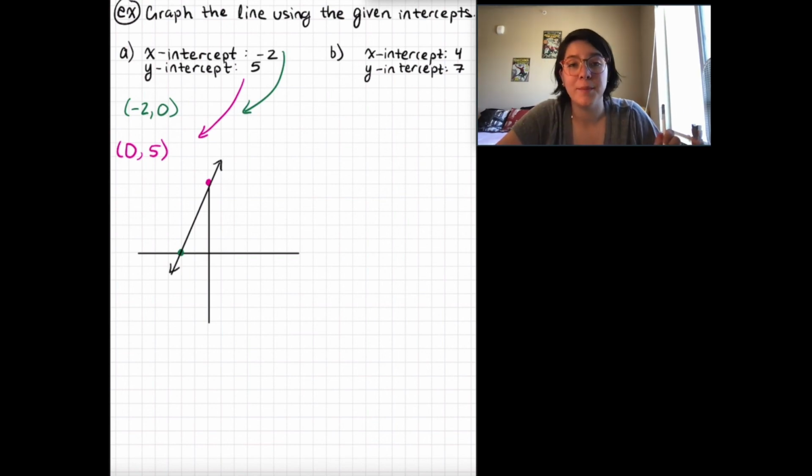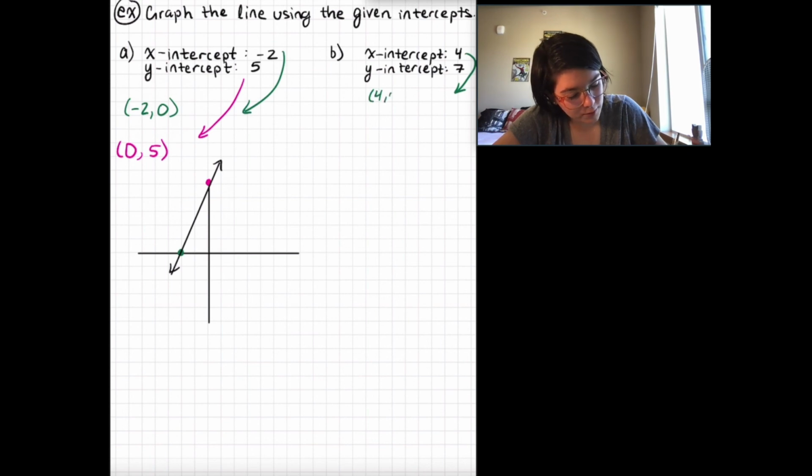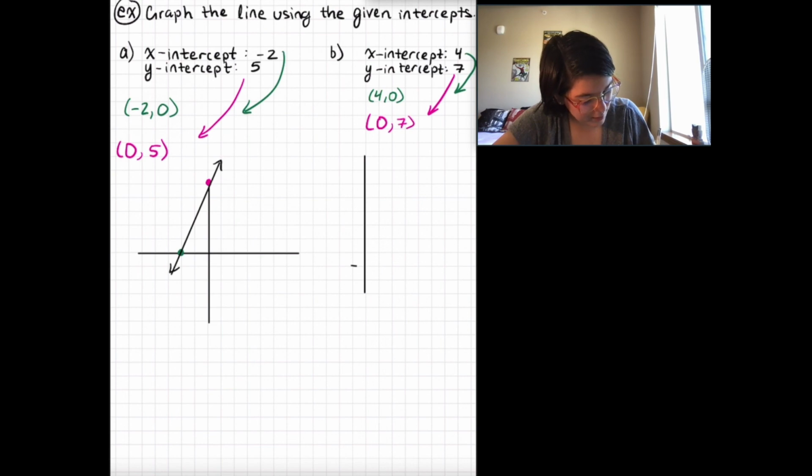Go ahead and try part B on your own, and then we can come back and do it together. So for our x-intercept, we got 4. So again, this would have been the point 4, 0. For our y-intercept, we got 7. So this would have been the point 0, 7. Now we just need to plot those 2 points. So for the x-intercept, start at the origin, we go 1, 2, 3, 4 to the right and up 0.